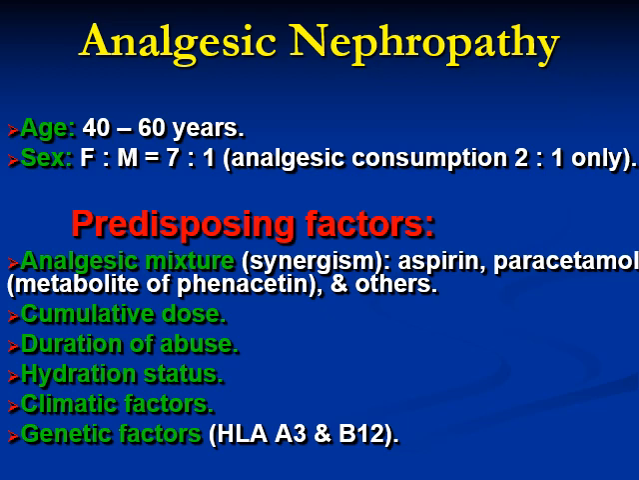Hydration status is an important point. If there is no alternative for the abuse of the non-steroidal, at least you have to instruct the patient to drink a lot, and this reduces the concentration of metabolites in the kidney. Climatic factors. For example, in Egypt, as the weather is relatively hot, it's more serious to abuse the non-steroidal anti-inflammatory drugs than in cold areas. There is a genetic predisposition for the development of analgesic nephropathy, which is related to the human leukocyte antigen A3 and B12.